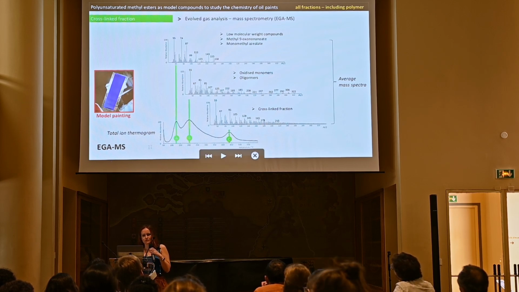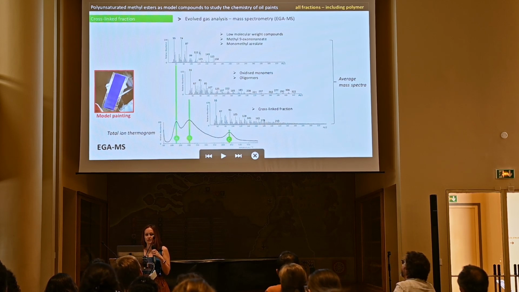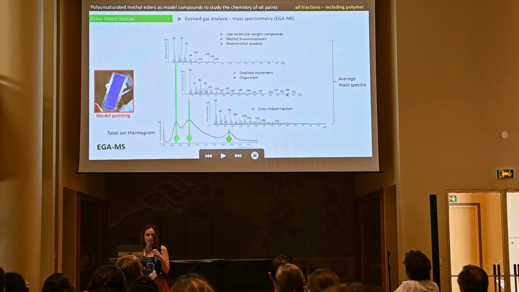So this is, for example, a methyl linoleate paint layer. There is a first thermal zone, which has mass spectral features of products of oxidation. There is a second thermal zone, which has the mass spectral features of monomers, and because of the temperature at which this is observed, also oligomeric species. And then we have a third zone, which is the polymeric cross-linked fraction.